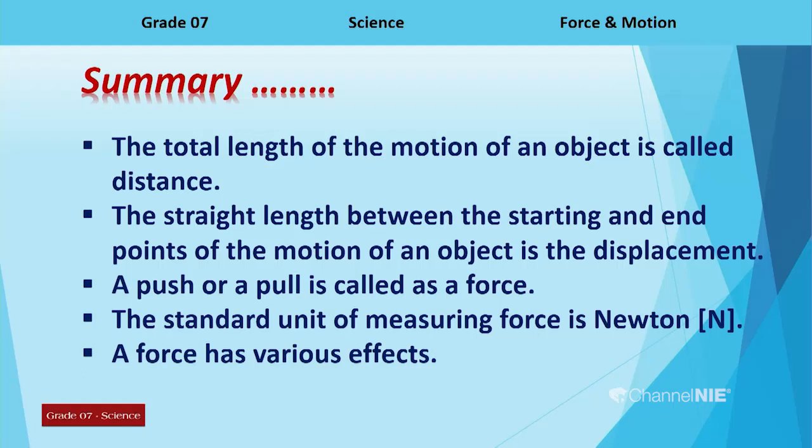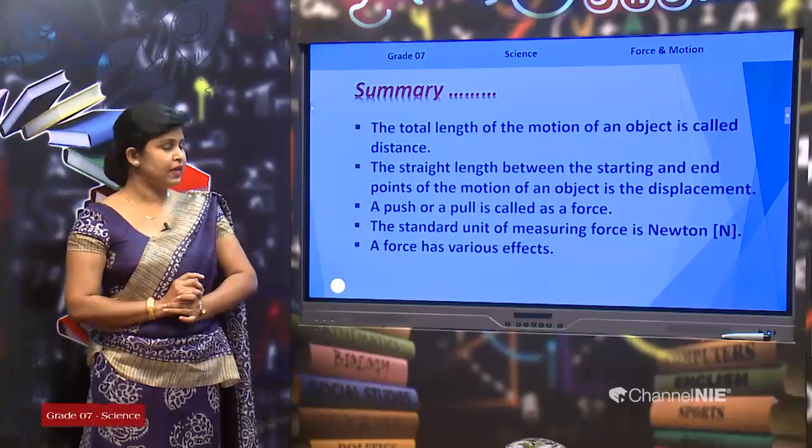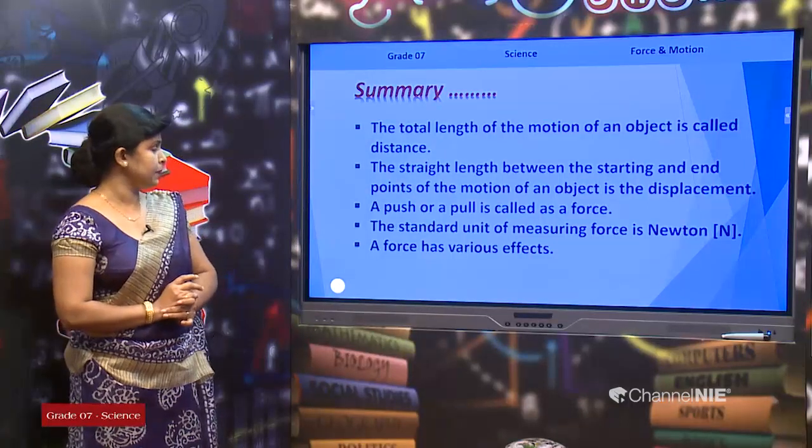Then we were talking about the international unit of measuring force, that was newton. Then I explained how to use a Newton spring balance and I showed you the Newton spring balance. Newton is denoted by capital N. When you are writing newton, you have to use capital N. And a force has various effects, right? I explained them earlier.